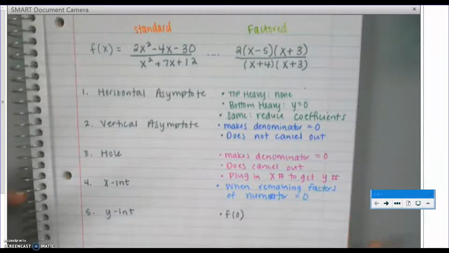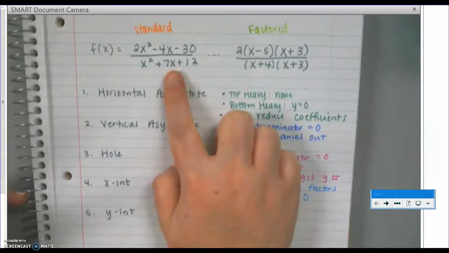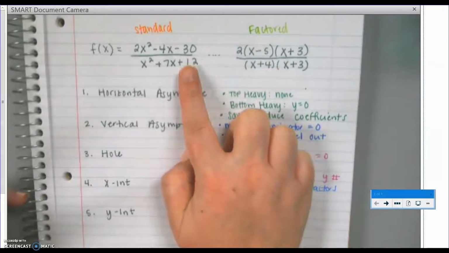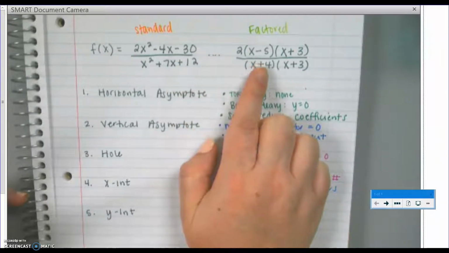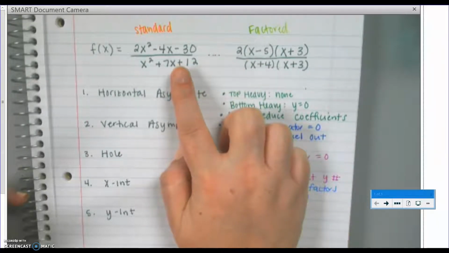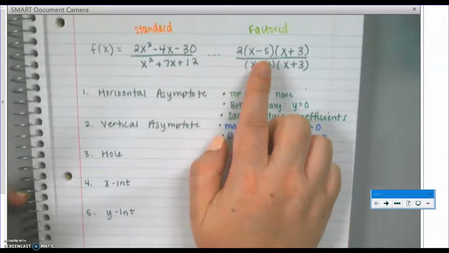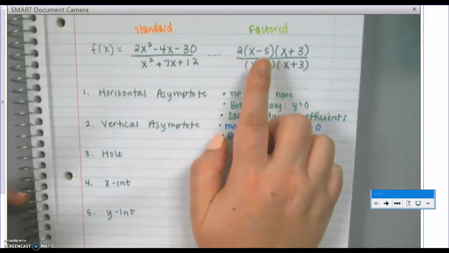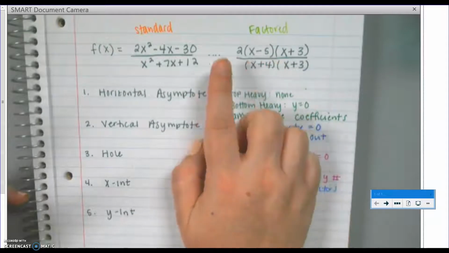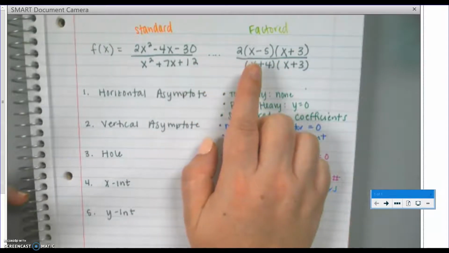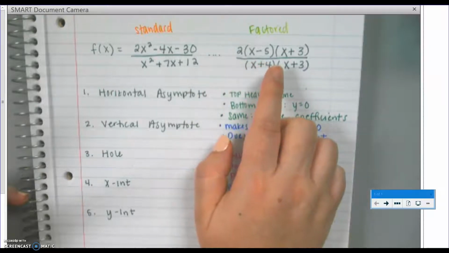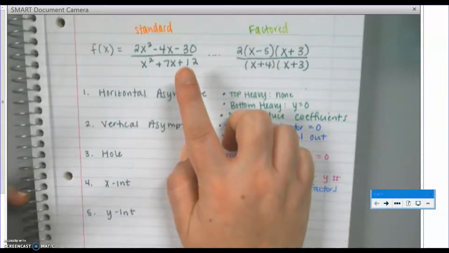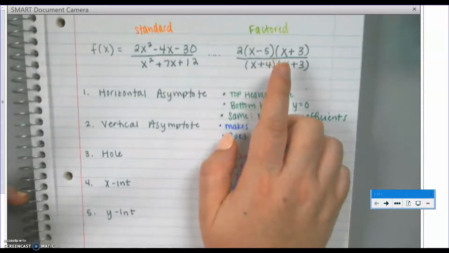All right, so first thing, when you have the function, it will be given to you in one of these two forms. It is super helpful to have them both. So if you're given the standard form, go ahead and factor it. And if you have the factored form, it's easy to just multiply them out and get the standard form. We definitely at least need the factored form. We can get away without standard, but we need the factored form.